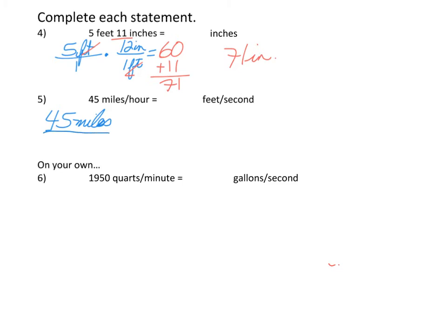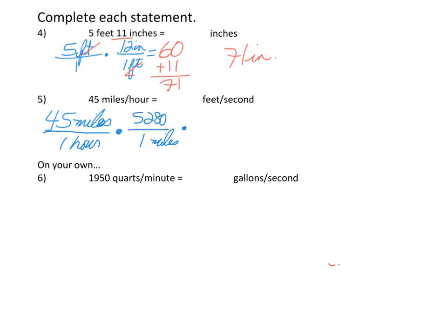Miles are actually going to have an hour in the denominator. That's the way that works. So this one's going to be a little more complex. We're going to have to multiply this one out a couple of times. We've got miles per hour, and we want to go to feet per second. So I want to figure out something that's got miles in the denominator so I can get those to go away. So 1 mile is equal to 5,280 feet.